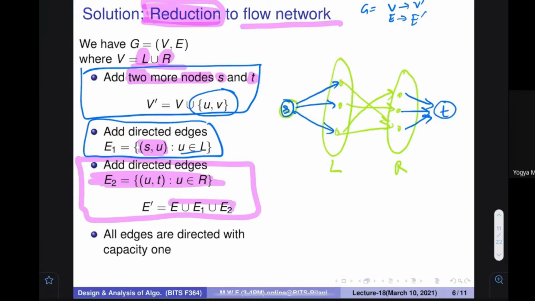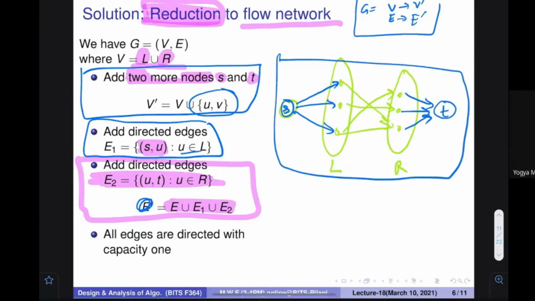Now I'm going to have all these things, E, E1, and E2, the earlier edges plus these two sets, and I'm going to call it E dash. So the graph has been changed. Earlier, the green one was there, and now the green and blue, both are there. Now my problem has been changed.